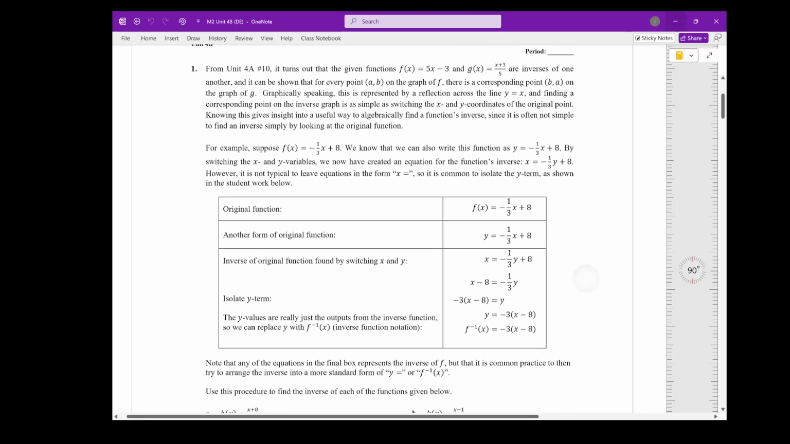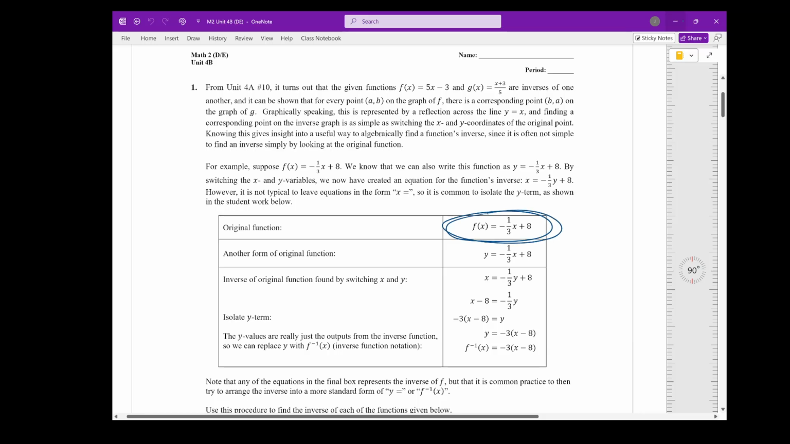There's an example here that's worked out where they give you an original function right here, and they say, find the inverse. To find the inverse, usually you don't leave it as f of x. First, you switch it to just y. So if you look at this next one, it says another form of the original function. This is still the original function. Then to get the inverse, you switch x and y. Right here, the y turned into x and the x turned into y, but everything else stays exactly the same. So this is the inverse now.